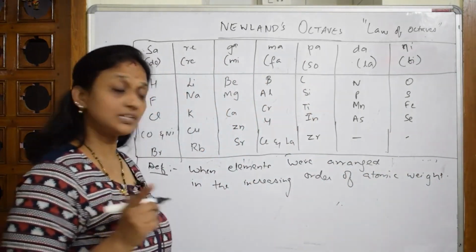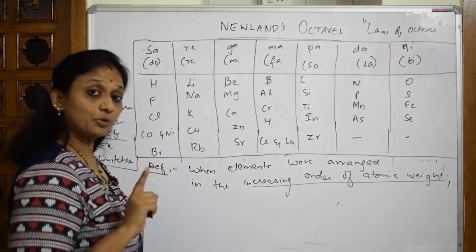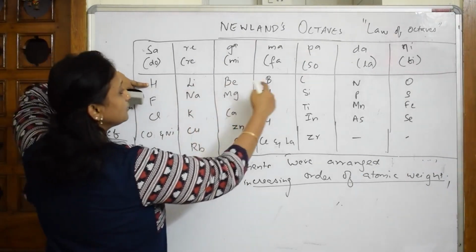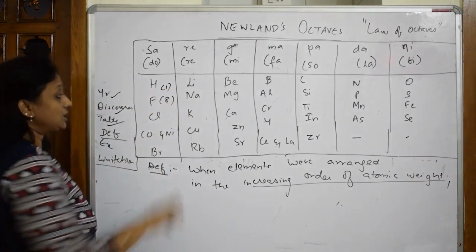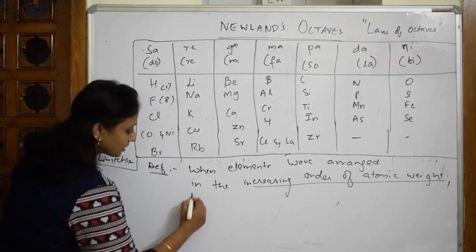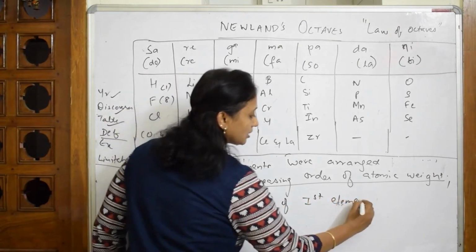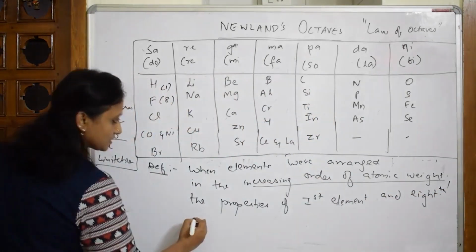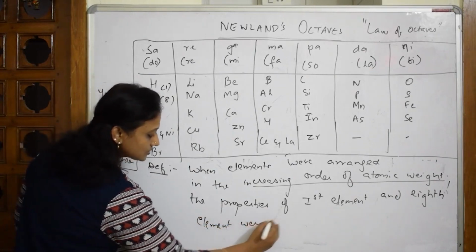Now, most important thing, after writing atomic weight, underline that. So increasing order of atomic weight, you will underline and put a comma. Then you will write the property of the first element and the property of the eighth element. So this is 1, 2, 3, 4, 5, 6, 7 and 8. So this is 1, this is 8. So the properties of the first element and the properties of the eighth element are similar. So let's join the sentence. When elements were arranged in the increasing order of the atomic weight, the properties of first element and eighth element were similar.